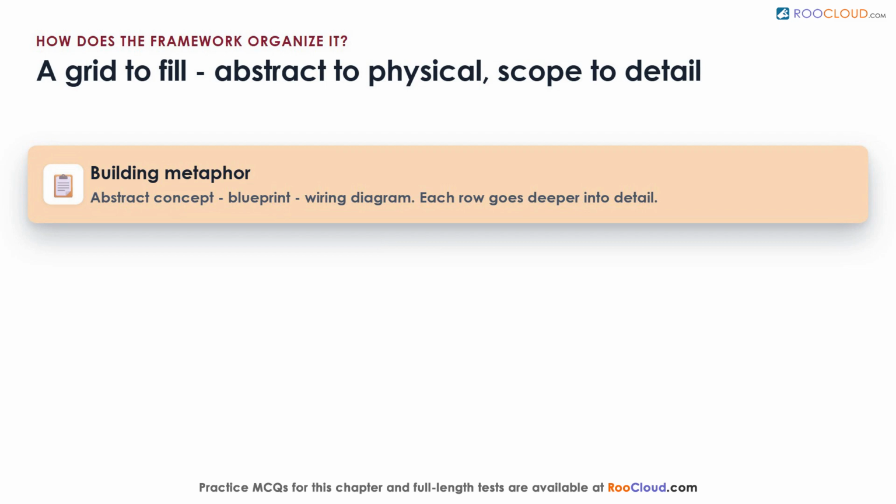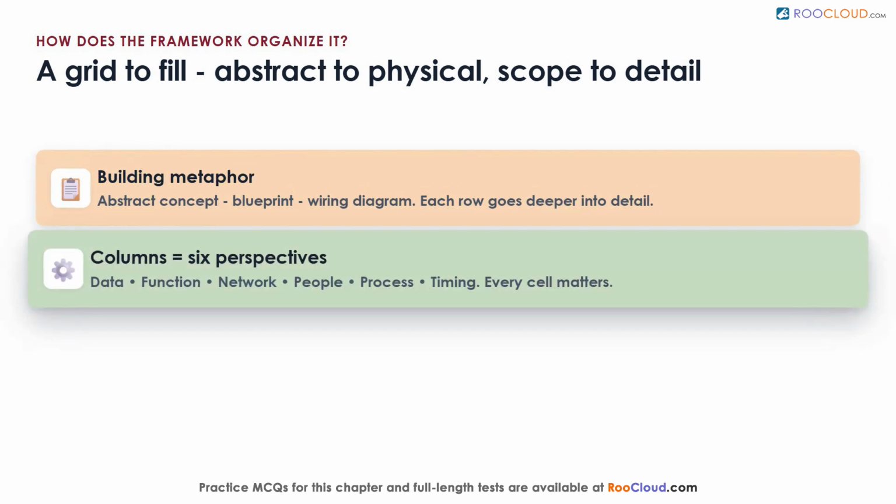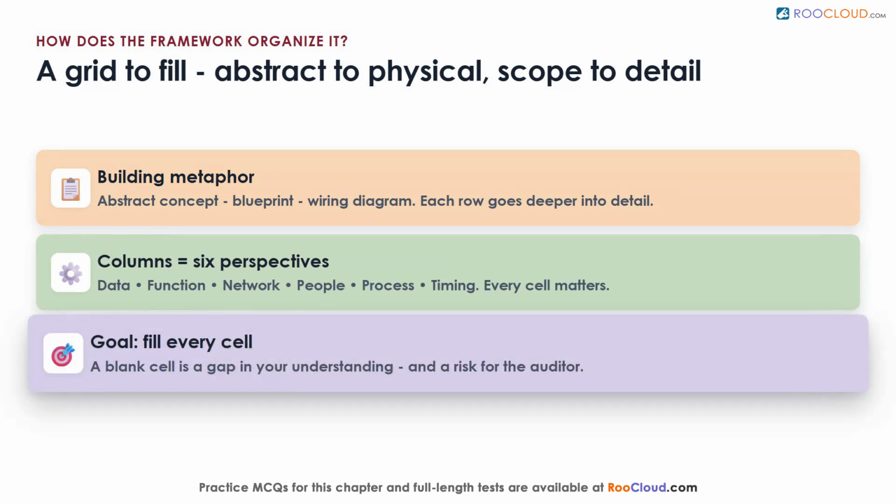The framework lays this out as a grid of cells. One axis is the perspectives, from scope down to detail. The other covers data, function, network, people, process, and timing. The goal is to fill in every cell of that grid. Most enterprises struggle to complete the top level at first.